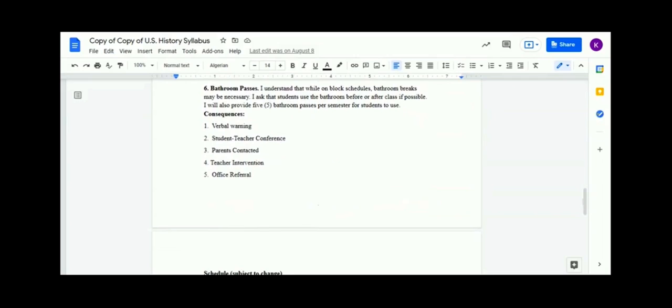I also understand that while on block schedules, bathroom breaks are necessary. Students can use the bathroom before or after class, and they also have 5 bathroom passes per semester.